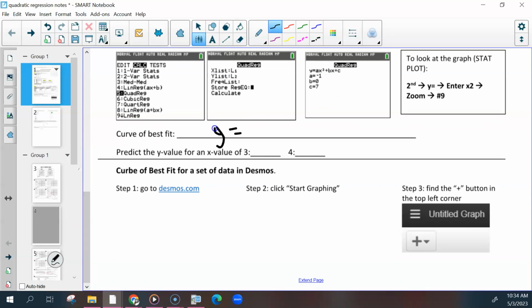So y equals, you can put negative 1x squared or just negative x squared, either or, doesn't matter. There is no b, or the b is 0, so there's no bx term. Questions on any of that before we do the prediction part?